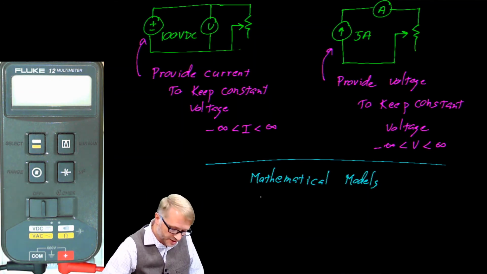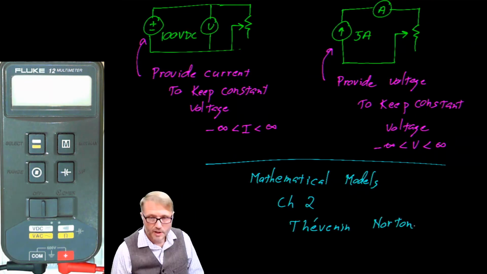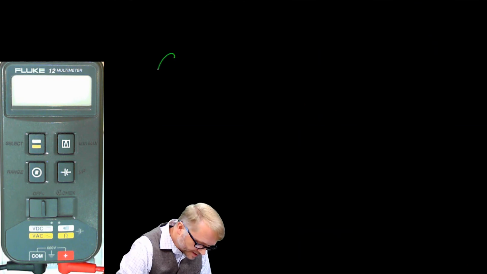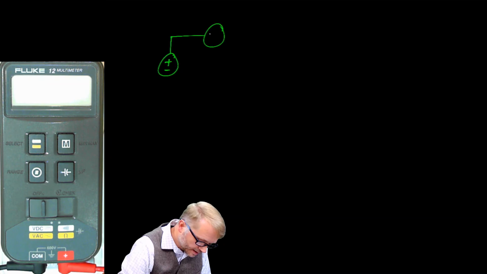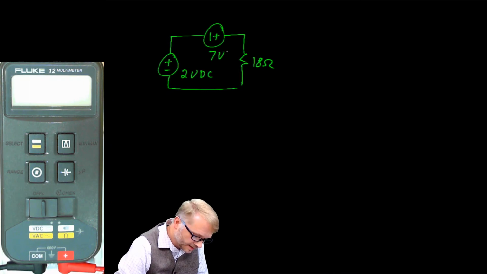When we get to chapter 2, we'll talk about something called Thevenin and Norton. When we get to that point, we'll find out the limitations of real-world supplies. A few examples. If we have 2 ideal power supplies connected in a circuit like so, we'll let this be 18 ohms, 2 volts, 7 volts DC.